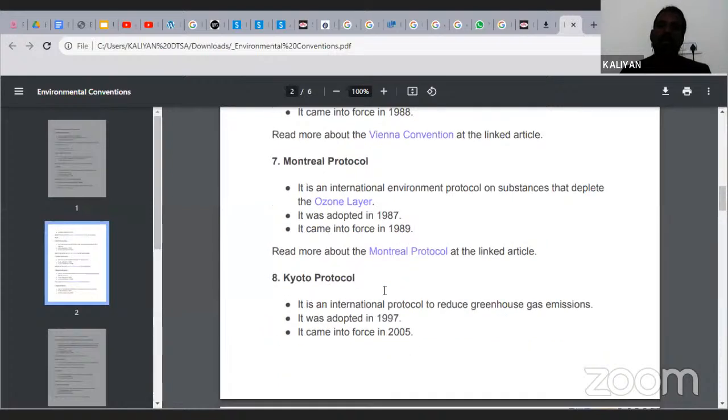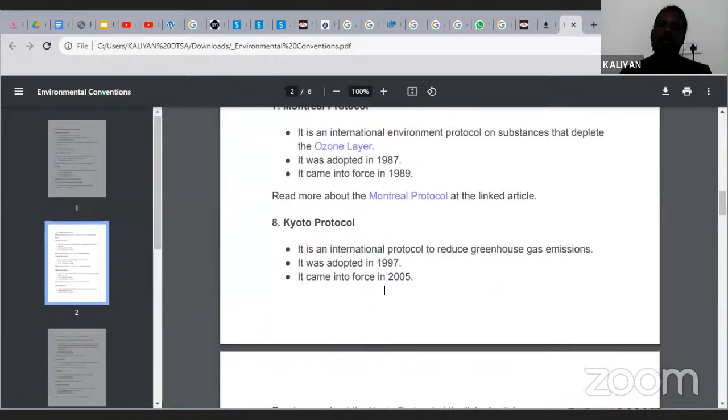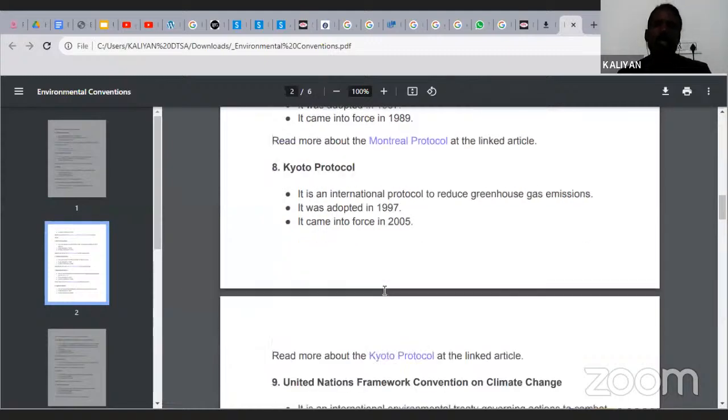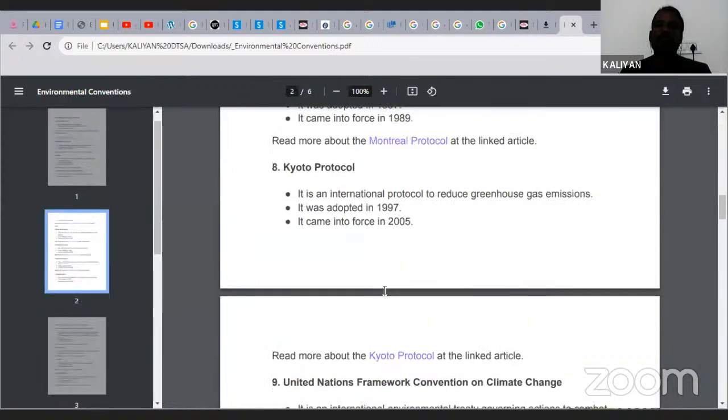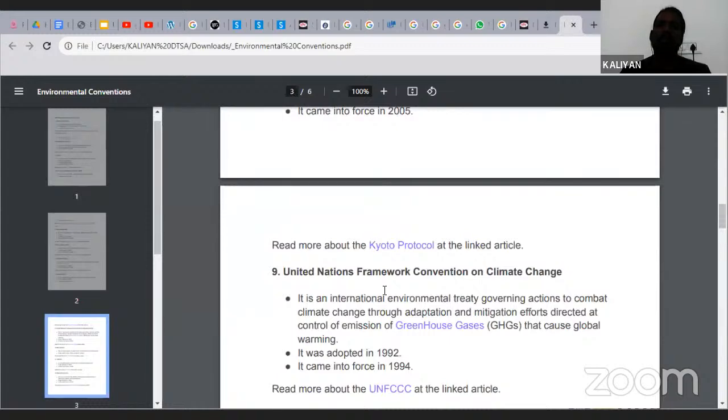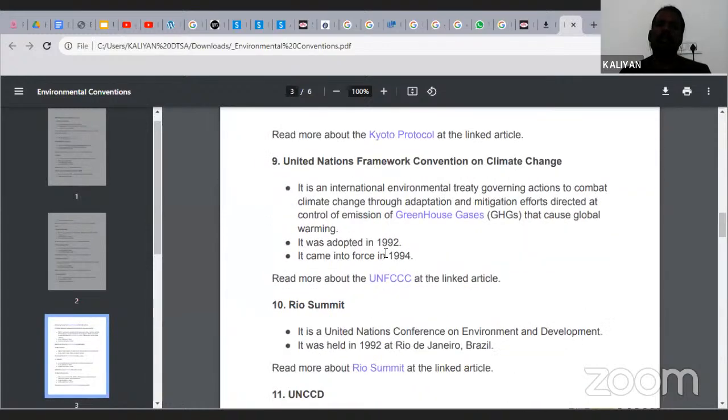And the Kyoto Protocol is to reduce greenhouse gas emissions. It was adopted in 1997 and came into force in 2005. And the United Nations Framework Convention on Climate Change, UNFCCC, was adopted in 1992, especially for control of greenhouse gas emissions. It came into force in 1994.